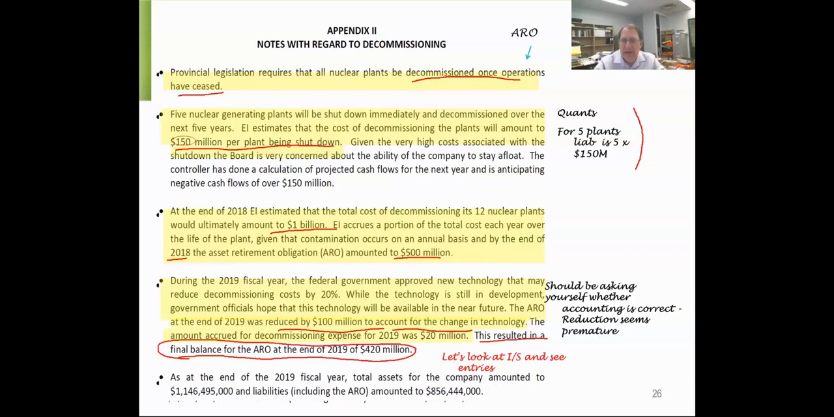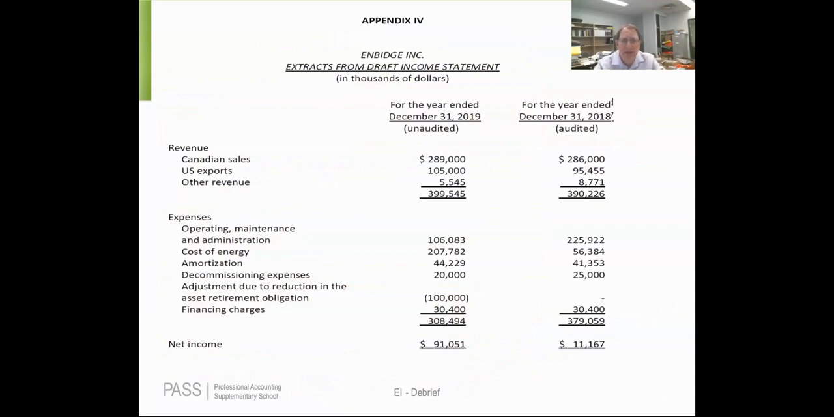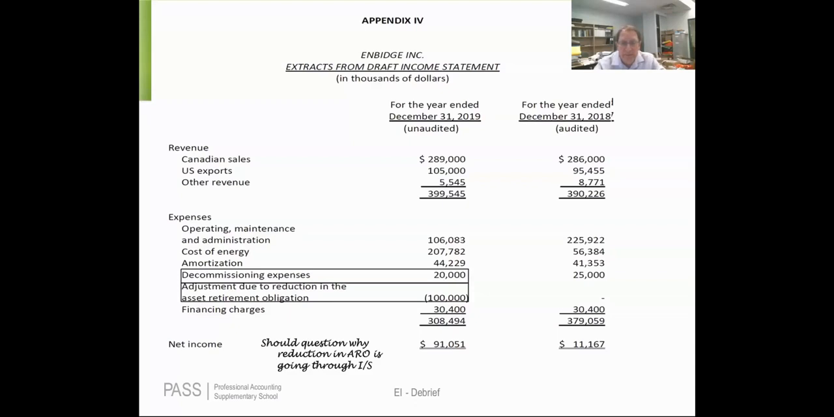Okay. Let's just look at the income statement for a second. Everybody good? So now look at the income statement. There's my 100 million that they're reducing because of this new technology. And there's my, I guess, annual decommission expense of 20. Okay. All right. Shouldn't be going through the income statement. Should be going through the balance sheet. Fine. Okay. So you should lose the financial statements again. Similar to the point I made yesterday. No, I should not. I do not see financial statements every single time.